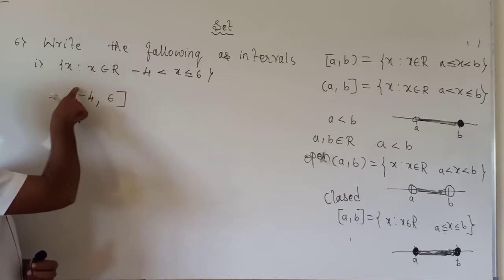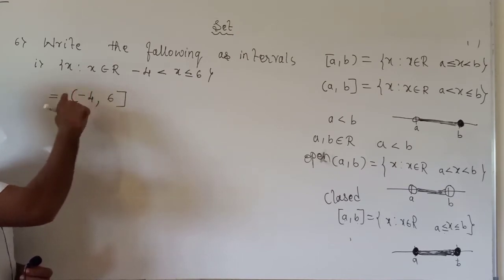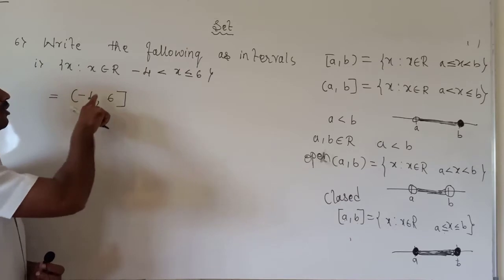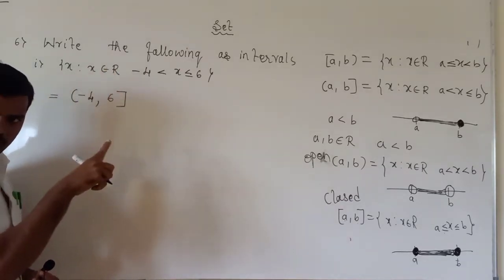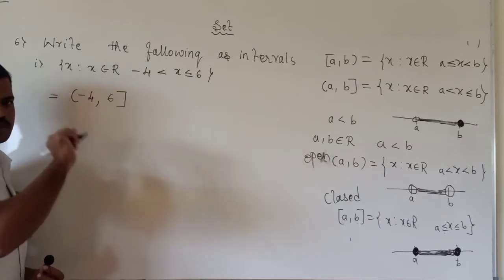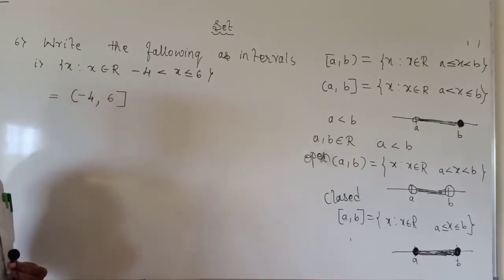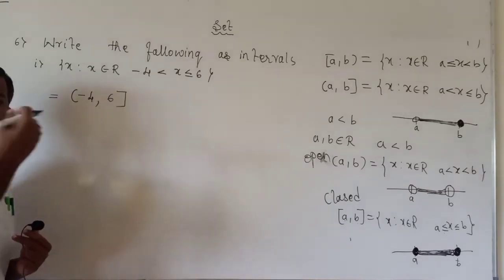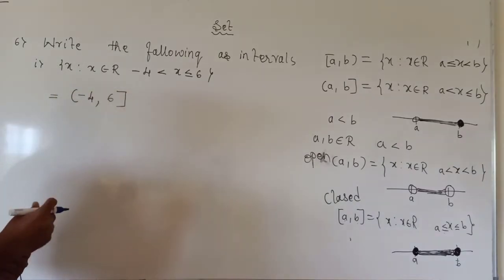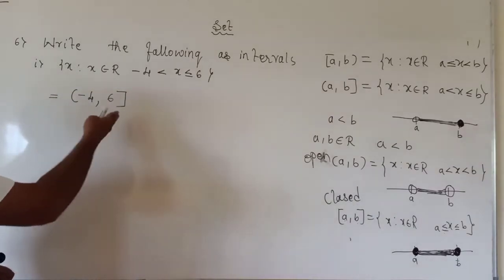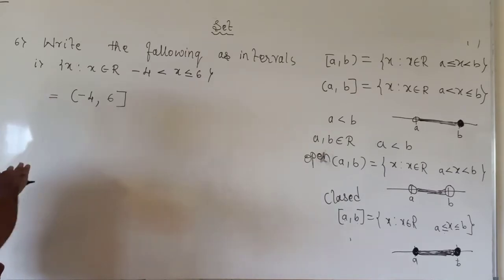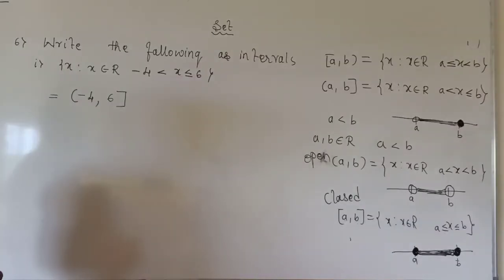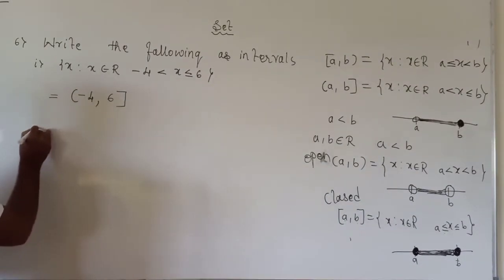So if excluded, we have to use the small bracket. If included, square bracket. Including, a square bracket; excluding, a small bracket. So this we have to remember to represent the interval in the open closed interval. It is an open closed, because one side is open and another side is closed. So next we move to the second.